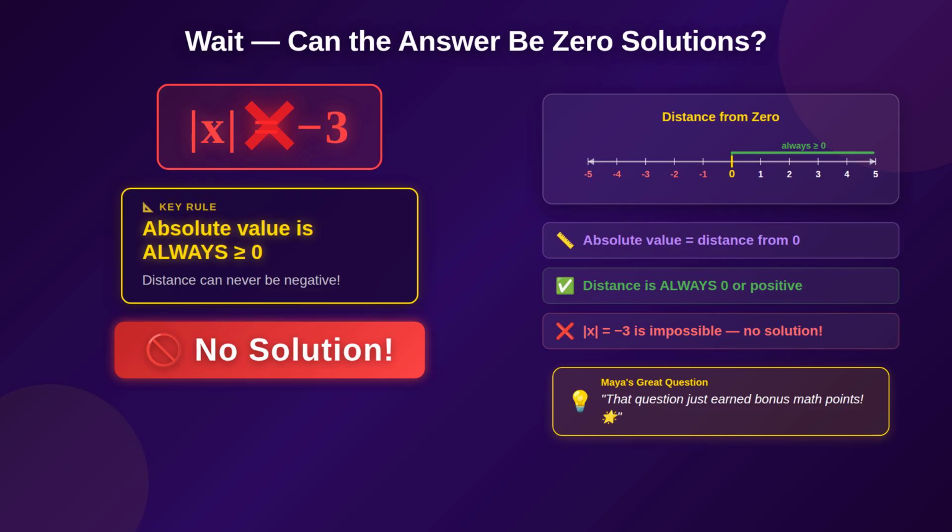So when the right side is negative, there are 0 solutions. We call this no solution. It doesn't mean we made a mistake, it just means that equation is impossible. Good thinking, Maya. That question just earned you bonus math points.